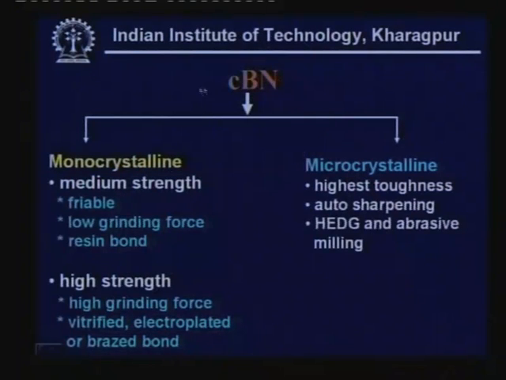So, in CBN, just what we have discussed, we have summarized: monocrystalline, medium strength, better friability, low grinding force, and these are used with resin bond. High strength, high grinding force, these are used with vitrified, electroplated or brazed bond. We have microcrystalline, remarkable for their toughness, with auto sharpening character, and now we have this high efficiency deep grinding or abrasive milling, that is the new innovation in the area of grinding, and there this is the best material for such application.